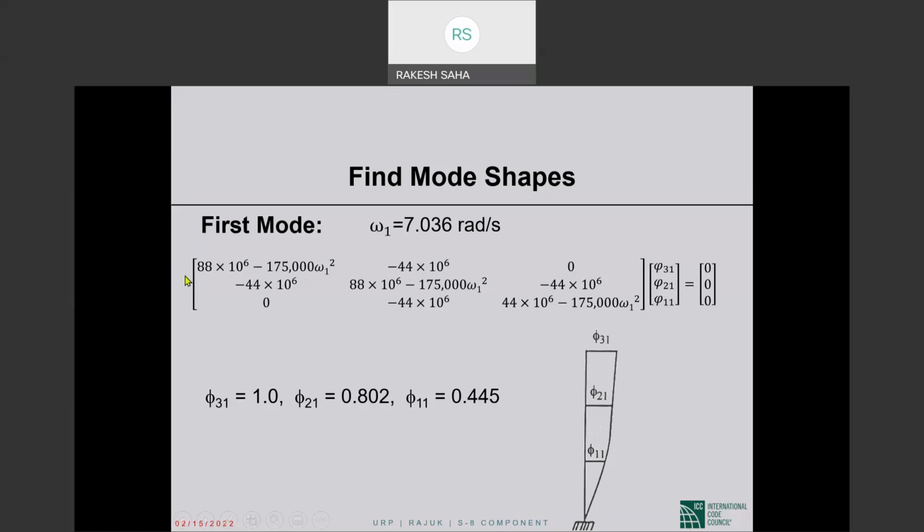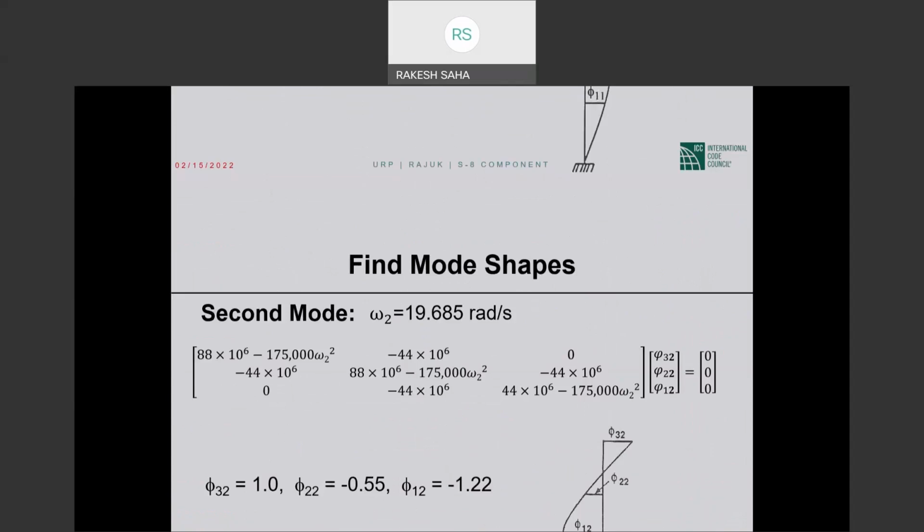Now in this calculation, we have written the K minus omega squared M matrix with omega equal to omega sub 1. Then the matrix of amplitudes becomes the first mode shape vector. When we solve these equations, this matrix times this vector equal to null vector, we get the first mode shape as shown here. Okay. So P31, P21, P11 defines for us the shape of the first mode.